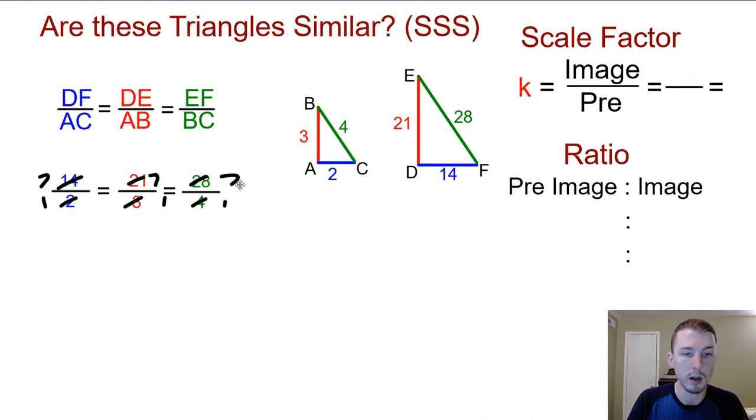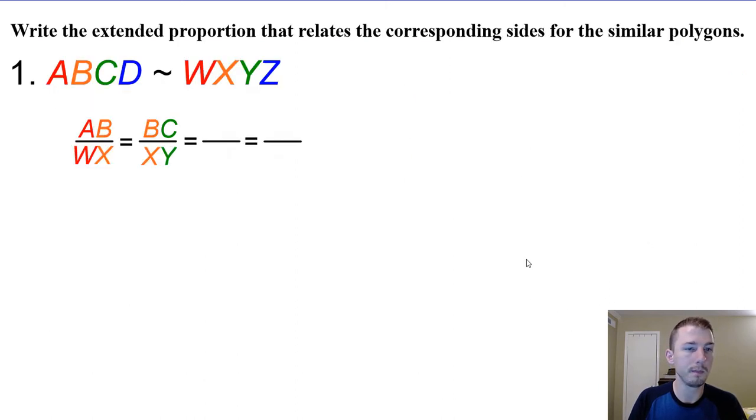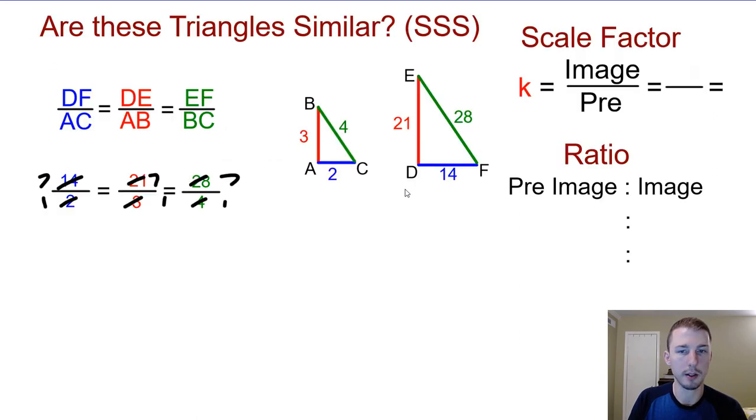And by the way, that rate or scale factor is just times 7. So 2 times 7 is 14. 3 times 7 is 21. 4 times 7 is 28. So you could even check it with the scale factor. It's pretty obvious. So what is our scale factor? Well, image divided by pre-image, 14 over 2 is going to be 7, sure enough. And the ratio 2 to 14 is unreduced, but reduced would be a ratio of 1 to 7. So pretty cool.